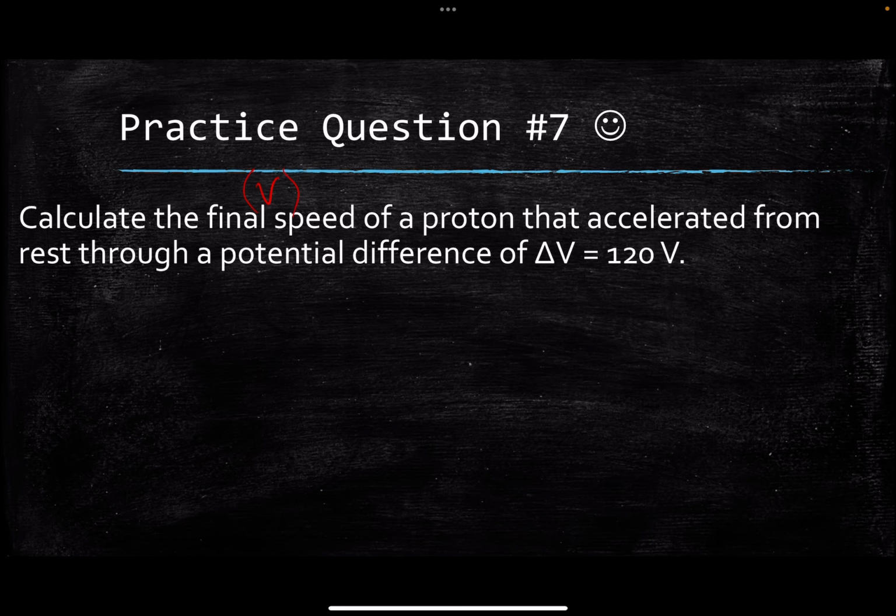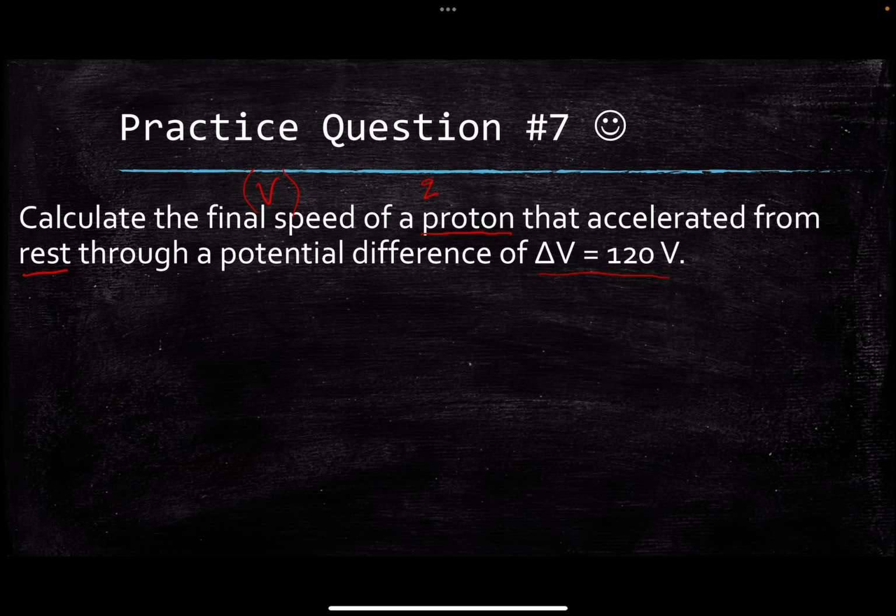Okay, so what we're doing here, first of all, we have a proton. So a proton, we know its charge, all right? And we know that it's accelerating from rest. So our change in velocity is going to be final minus initial. Our initial is 0.